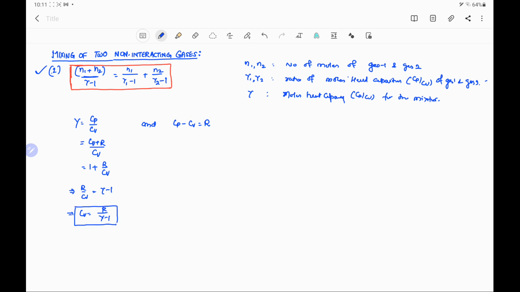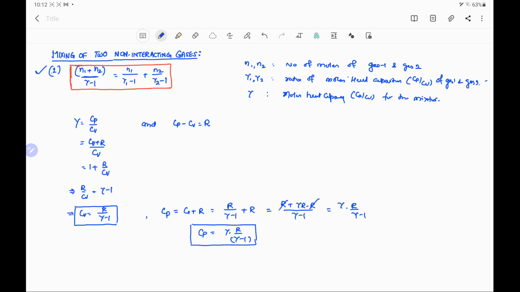Similarly we can find Cp, that is equal to Cv plus R, and Cv we have calculated as R/(gamma - 1), plus R. Taking the LCM, we will have R plus gamma R minus R, and this R gets cancelled, so it is gamma into R/(gamma - 1). Hence, Cp will be equal to gamma R/(gamma - 1). So this is also an important relation that we have to remember.